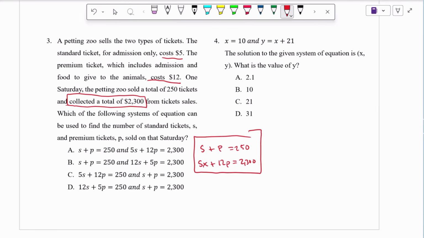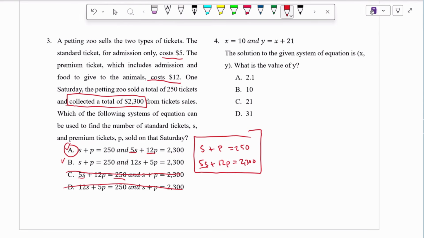Which answer choice is it going to be? If you take a look, I accidentally threw x here, so this should be 5s. So I have s plus p equals 250. I like A, I like B. Well, $5 S and 250 tickets, that logic doesn't make sense. I'm interchanging the concepts. This makes no sense. The standard tickets were $5. The premium tickets were $12. That's 2,300. Answer choice A.